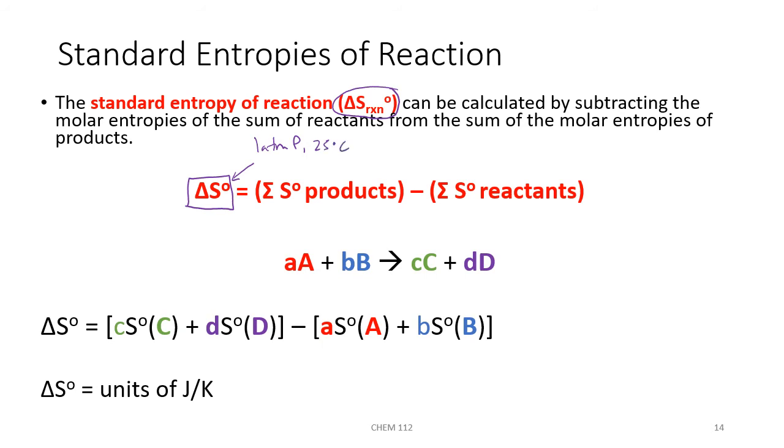If we take the sum of the standard molar entropy of the products minus the sum of the standard molar entropy of the reactants, and use any coefficients from that balanced equation, we can actually calculate the numerical value for delta S. Our units will be in joules per Kelvin.